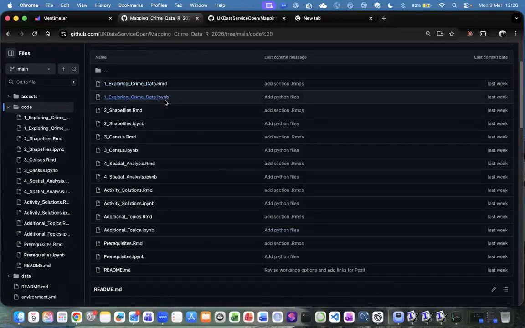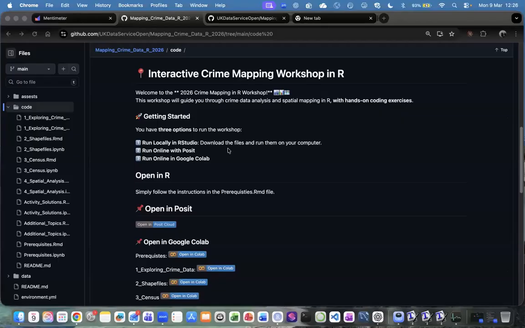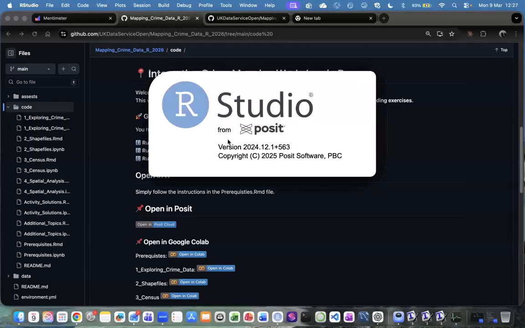You'll see .rmd files and .ipynb files with our four topics that we'll be covering. And if you scroll down a little bit, there are basically three ways to access this data for tomorrow. The first way to access this data is to clone this repository in your own RStudio.